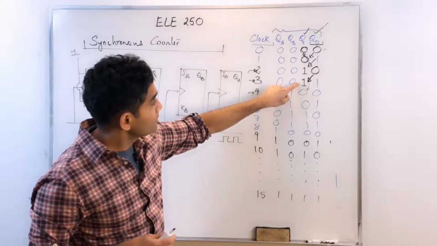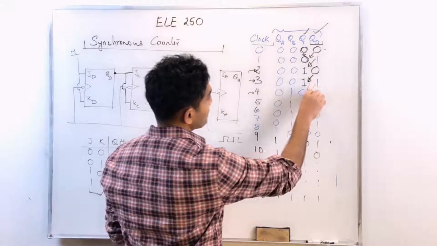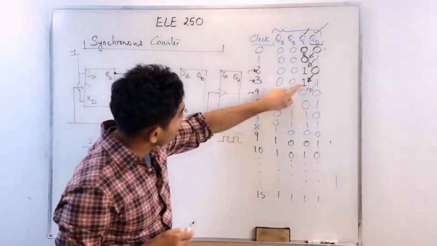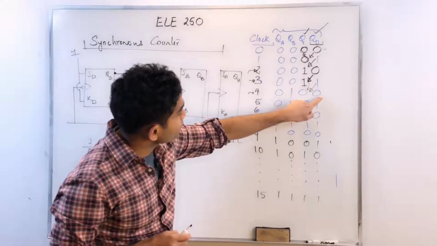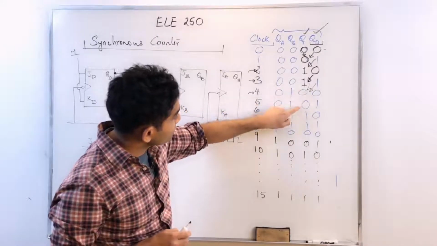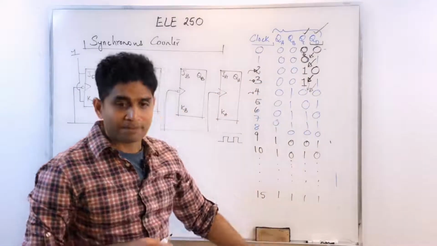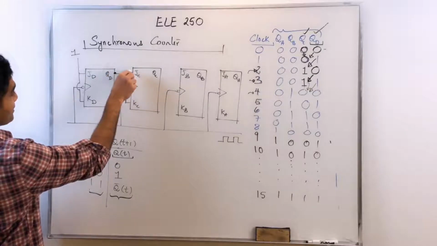And this continues. Then again, I'm toggling because my QD becomes 1, applying a 1 on my JC and KC. So in the next active edge, my flip-flop again toggles. I'm changing the value of QD to be 0, applying on JC and KC. Next active edge, that remains in the memory state, and the process continues. So I get this kind of response. How did I do that? I just applied QD to both JC and KC.